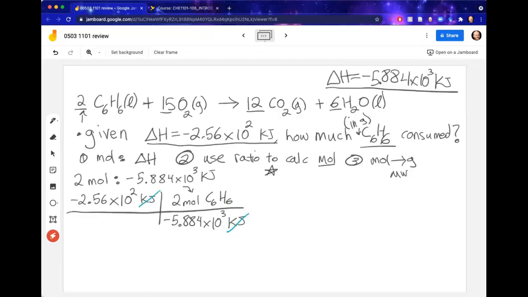To convert from moles to grams, I need the molecular weight. So we probably should have started with that calculation. But let's take a second and get this value. It's 12 by 6 plus 6, 72-ish, 70. What do we got? Just guessing at this point. 78 and change.